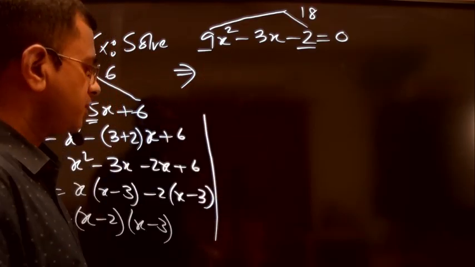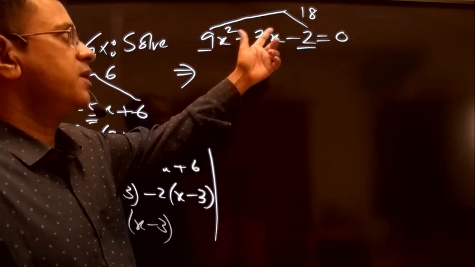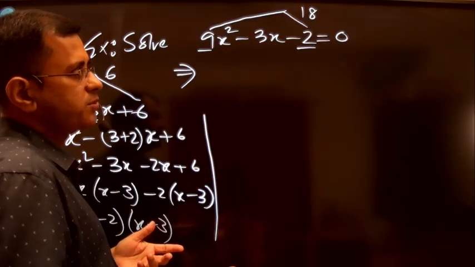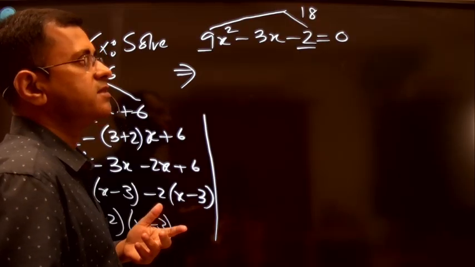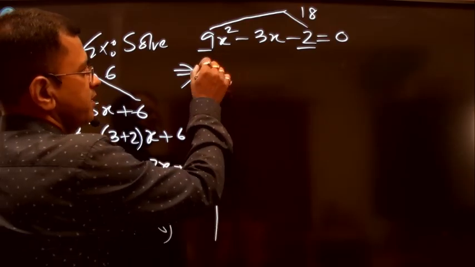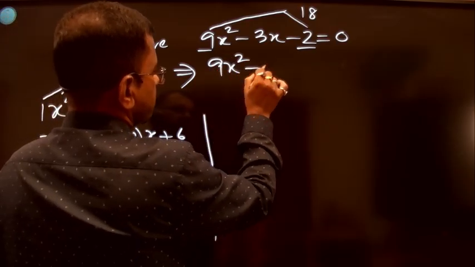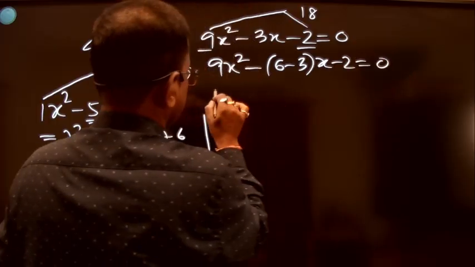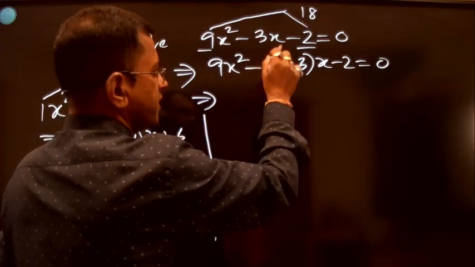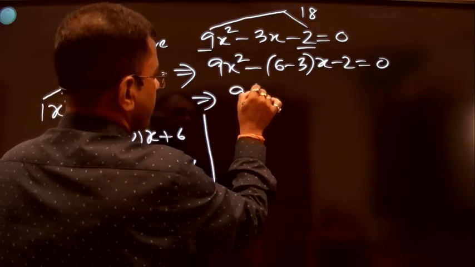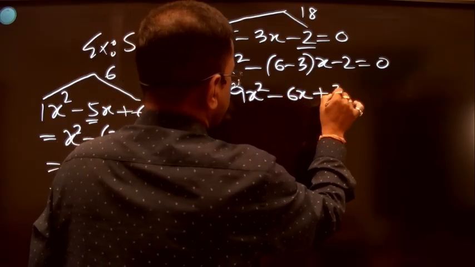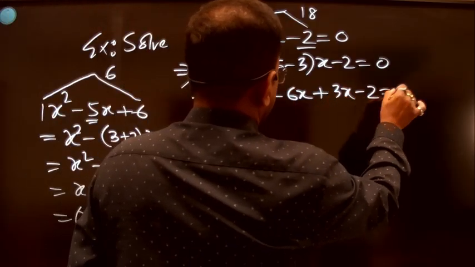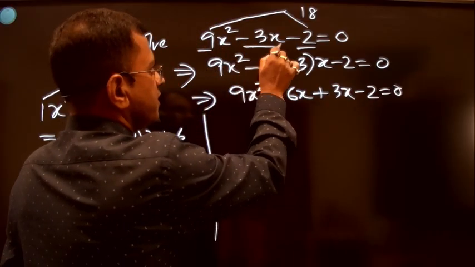In our example you need to find two numbers whose product is 18 and whose difference is 3. You can take 6 and 3. 6 times 3 is 18, and 6 minus 3 equals 3. So these are the two numbers, 6 and 3. You only need to find these two numbers. So it is 9x square minus 6x plus 3x. Then minus minus becomes plus.